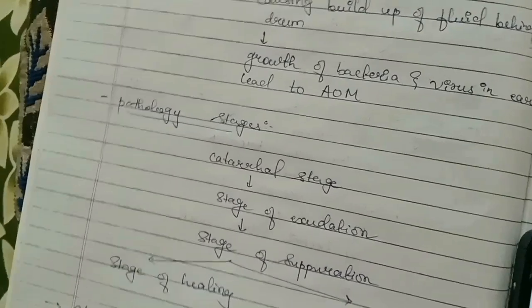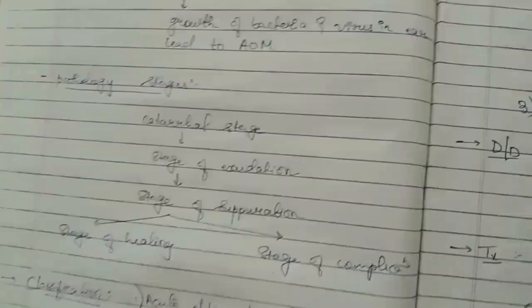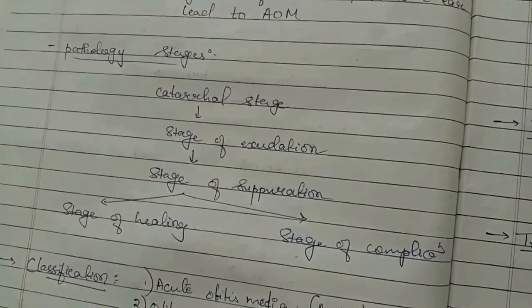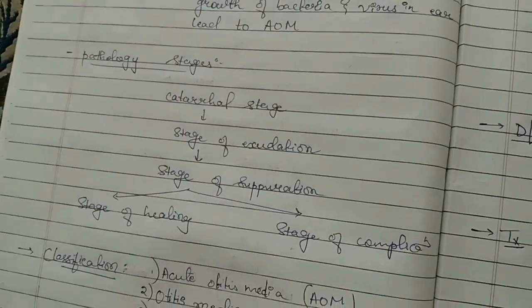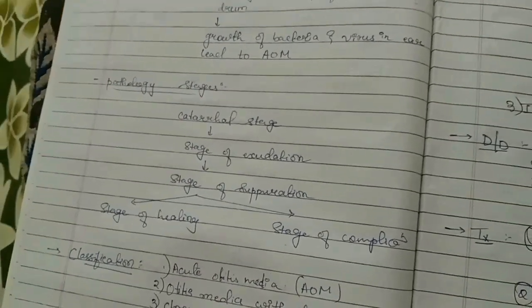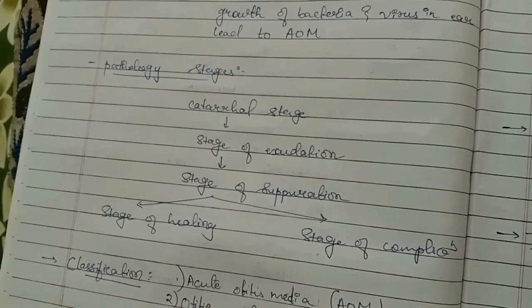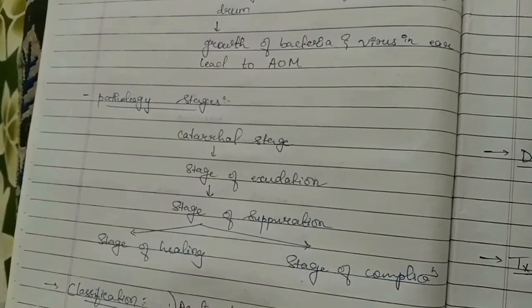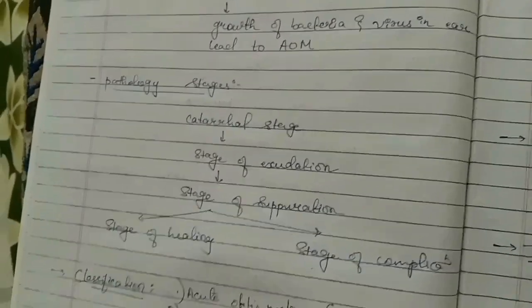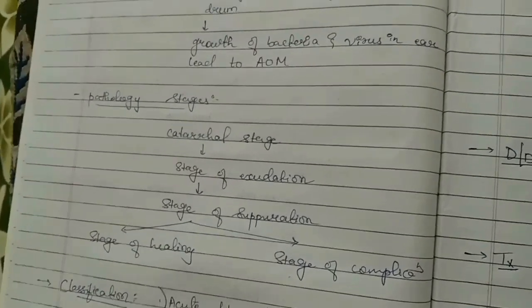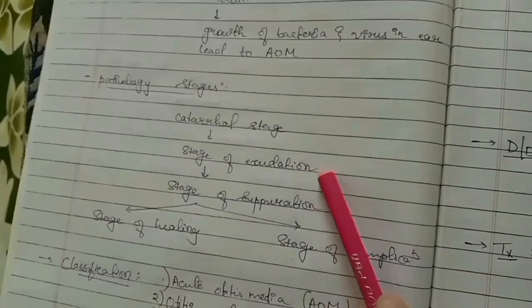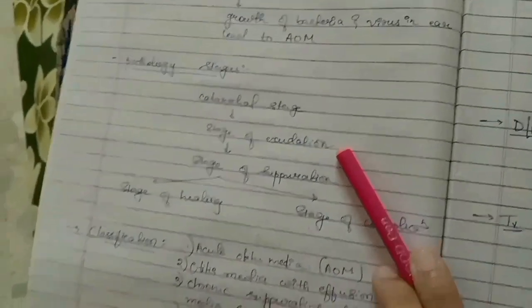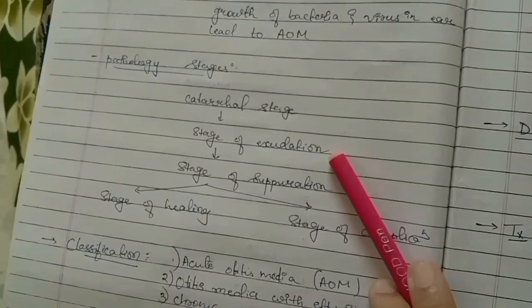Now there are some pathological stages which are important. First one is the catarrhal stage. The catarrhal stage is characterized by occlusion of the eustachian tube and congestion of the middle ear. Then there is the stage of exudation, where exudate collects in the middle ear.